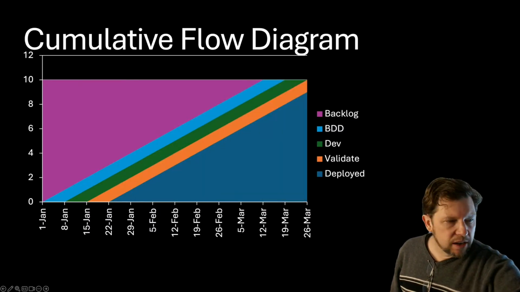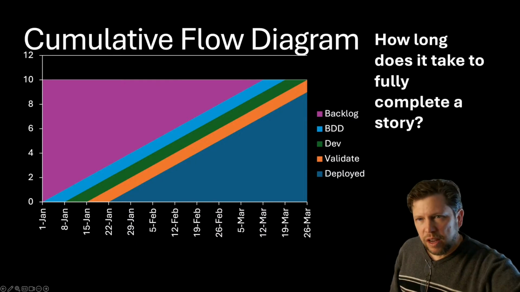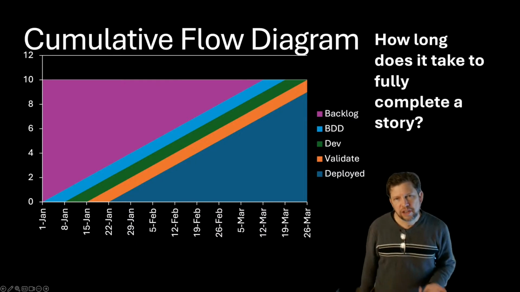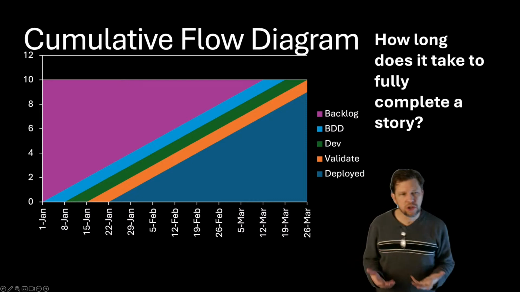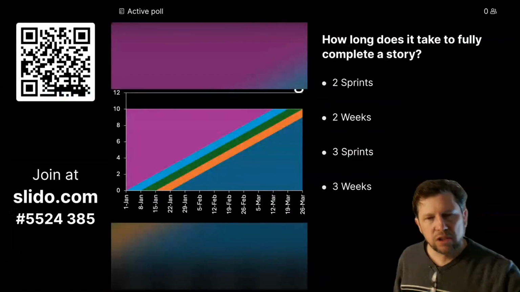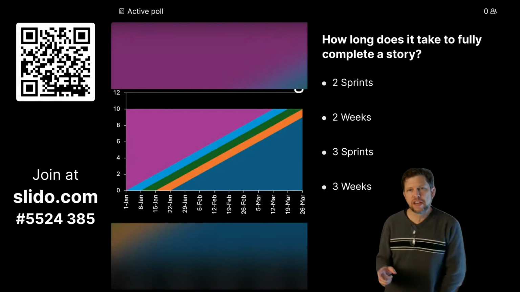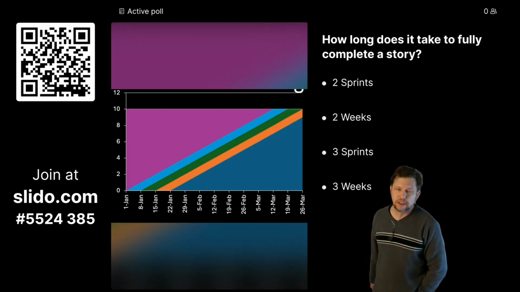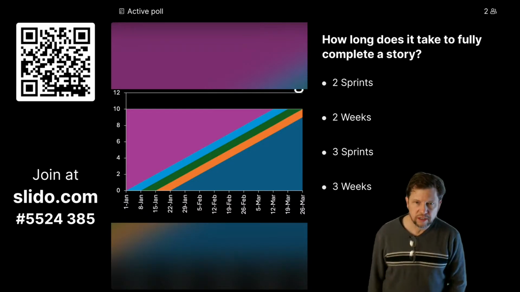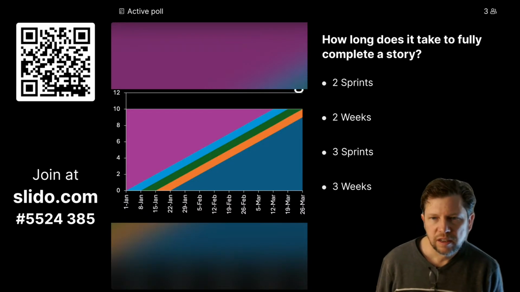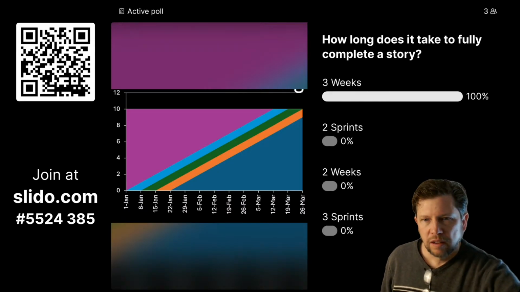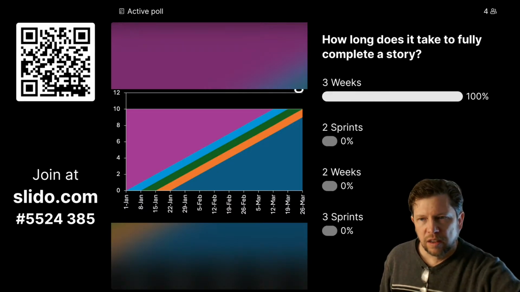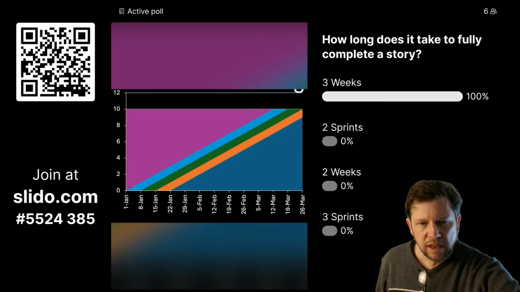Okay, so then we get to this point. So how long does it take to fully complete a story based on looking at this graph? So how long does it take from the time we start on it until the time it's in dev and earning a return on investment? How long does it take to complete a story? So it looks like everyone's saying 3 weeks, and I think that looks right.